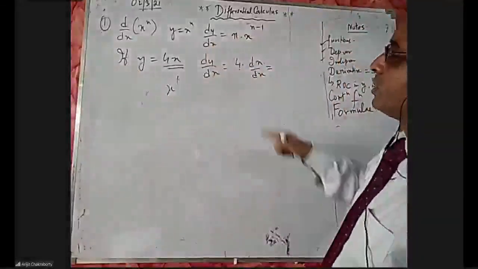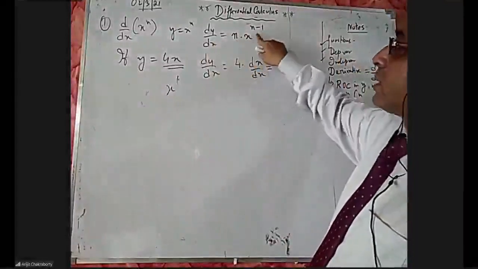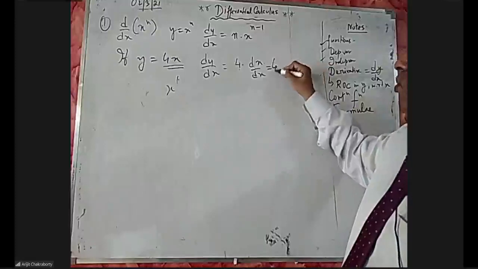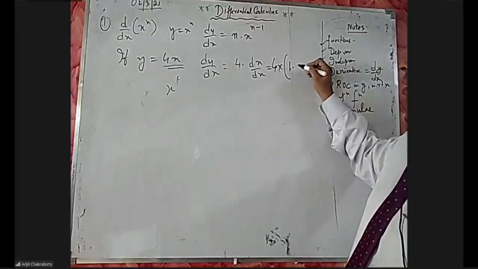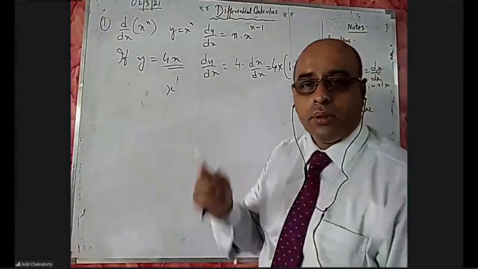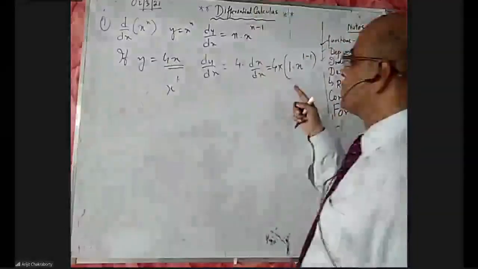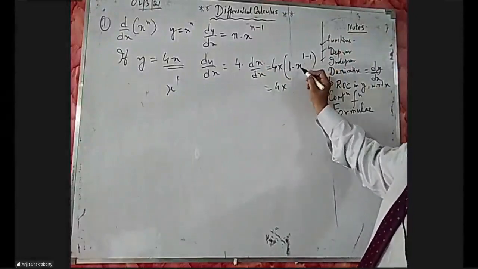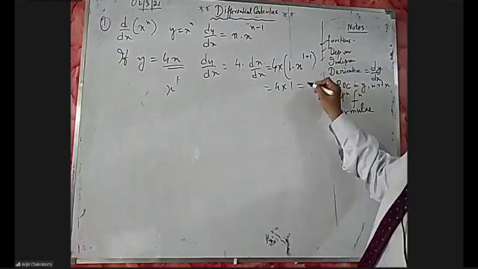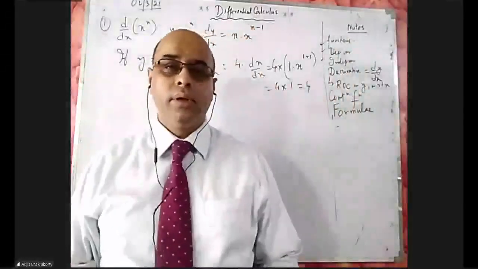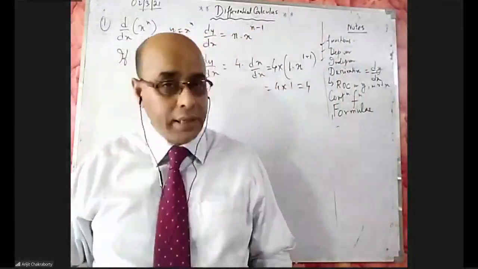So now the formula is nx to the power n minus 1. Here n is 1. So I will write 4 into 1 into x to the power 1 minus 1. So it becomes 4 into x to the power 0, which is 1. So it is 4. Please see that you have to follow the rule of the law of indices to solve this.